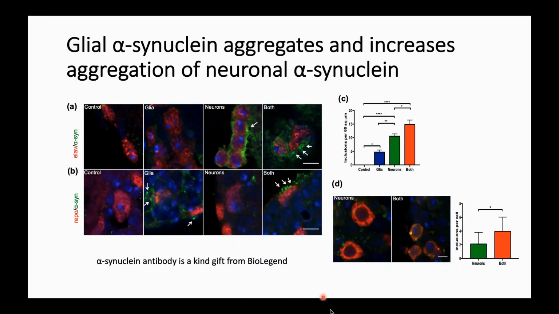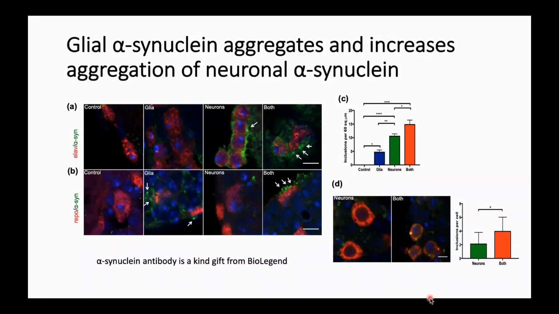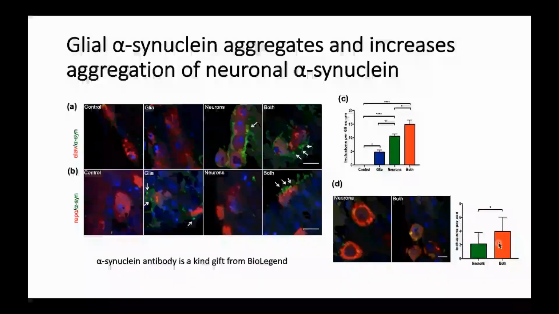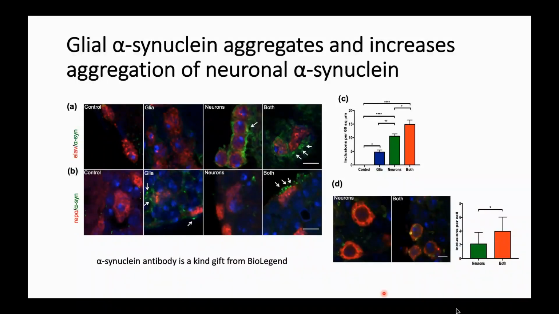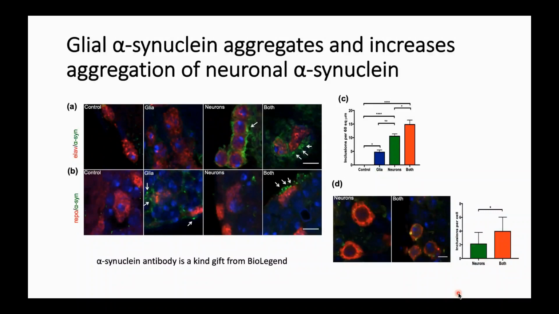What's perhaps more interesting than that is, again, looking here at dopaminergic neurons stained with tyrosine hydroxylase in red and alpha-synuclein in green. What you can see is that in the both condition, where alpha-synuclein is in both neurons and glia, there's actually even more alpha-synuclein inclusions than when it's only expressed in neurons, again suggesting non-cell autonomous effects of glial alpha-synuclein on worsening alpha-synuclein in dopaminergic neurons.